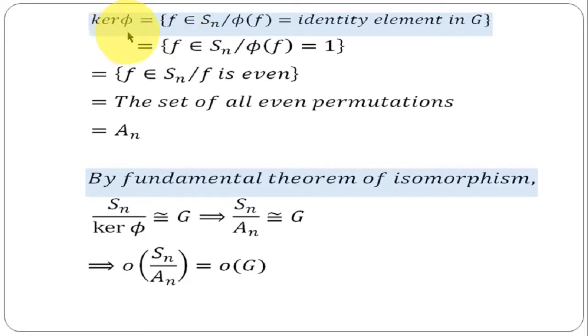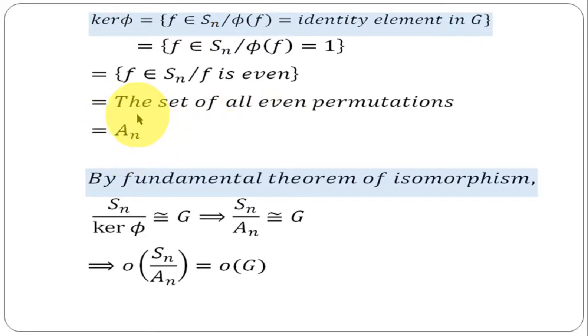So here kernel phi is equal to f belongs to Sn such that phi of f is equal to the identity element in g. So what is the identity element in g? 1. Phi of 1 is equal to 1. So if phi of f is equal to 1, then this f is an even permutation. So f is an even permutation that belongs to Sn. That means the set of all even permutations. So kernel phi is the set of all even permutations. The set of all even permutations is denoted by An.